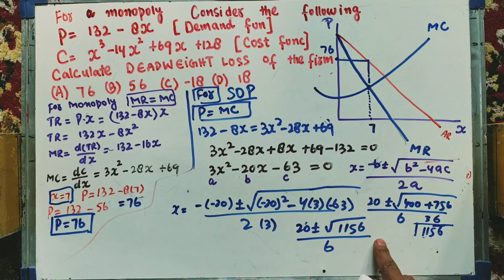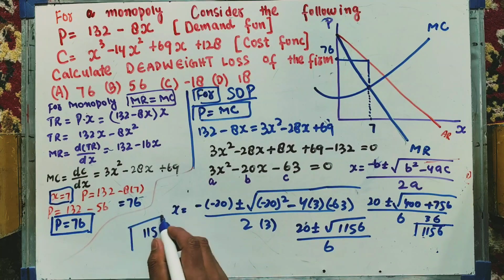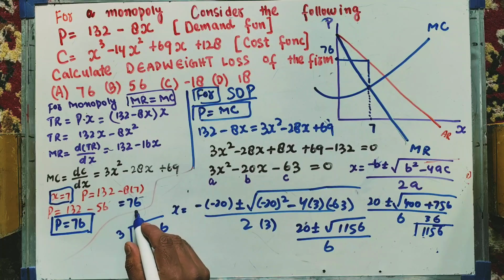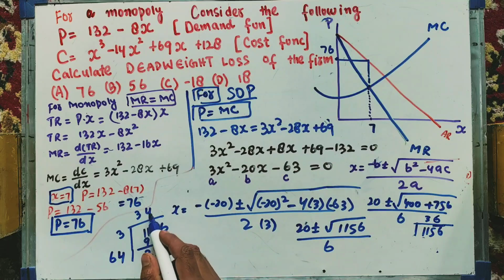1156. Okay, let us see 1156. Let us take its square. So we have 3 3s are 9, we are left with 2, 56, 3 plus 3 is 6. 3 3s are 9, so 4 4s are 16, 4 6s are 24, which is 25, so we will get 34.